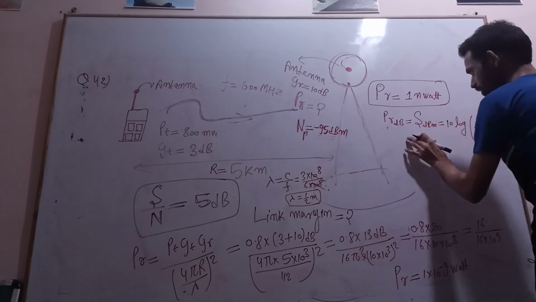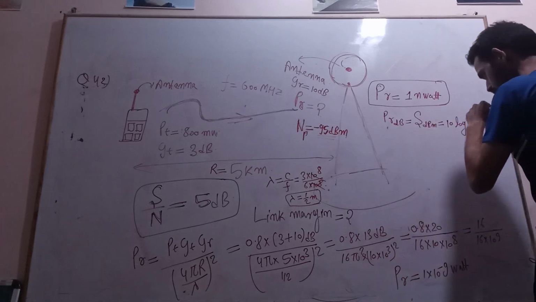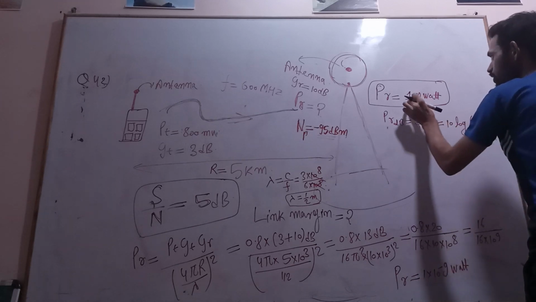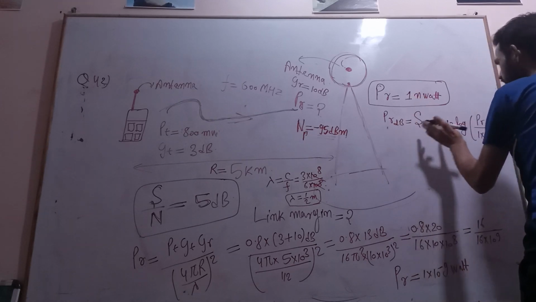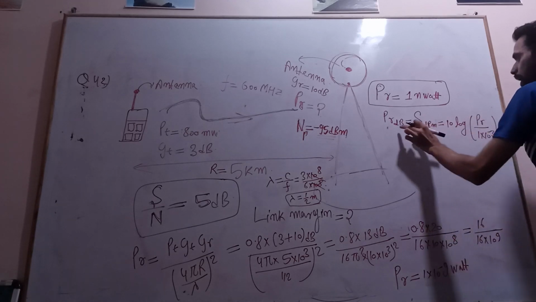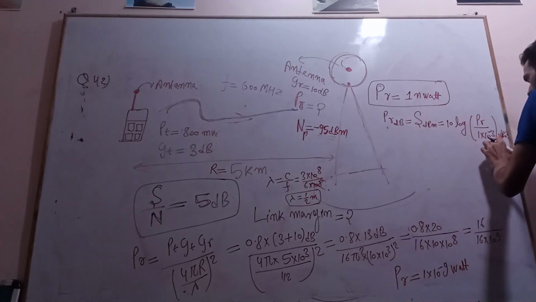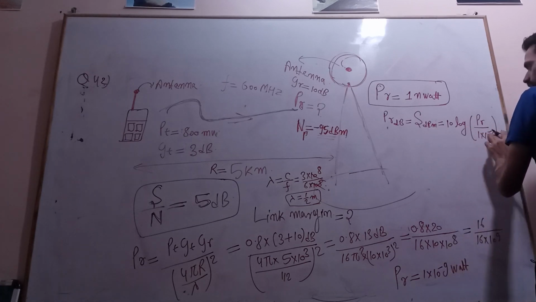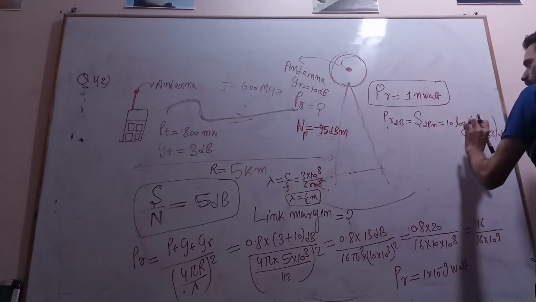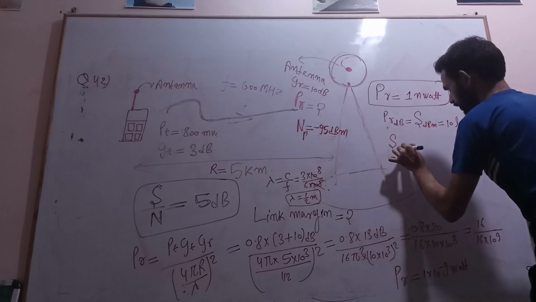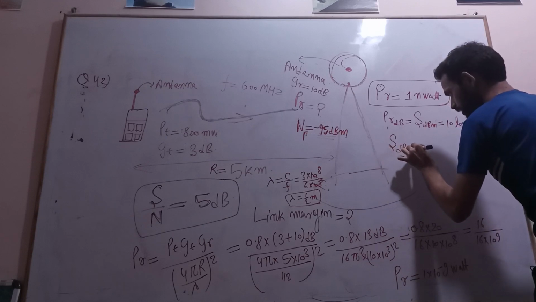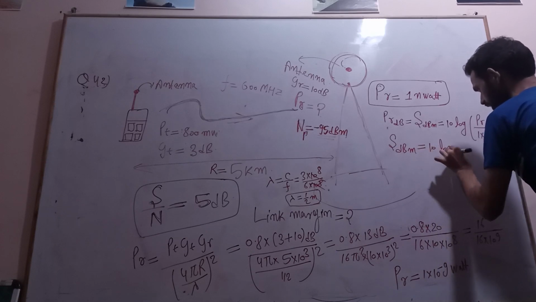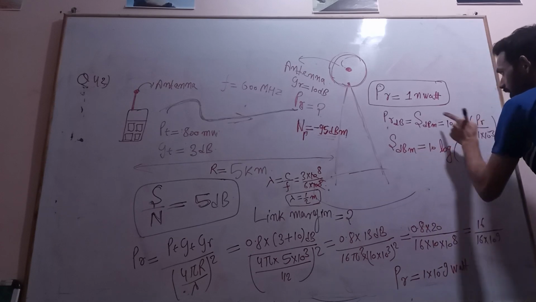Always remember, when we convert from linear to dBm, always divide that power by 10 to the power minus 3. That will get converted into dBm. So this is my signal power in dBm. How much is this? 10 log, PR is how much given?